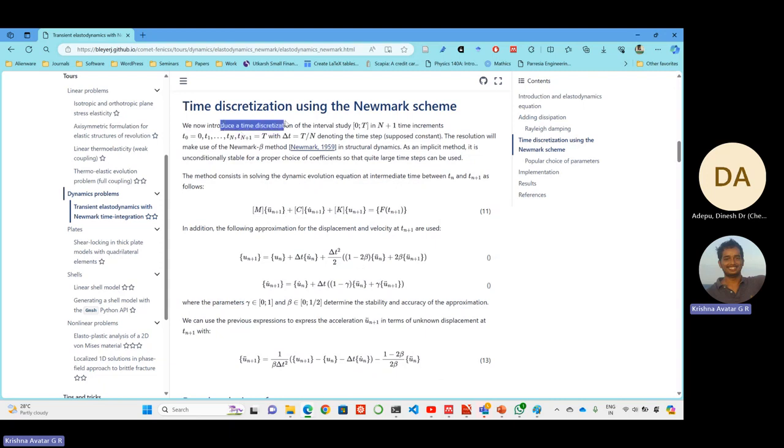So what we do is we introduce a time discretization of the interval 0 to T into n plus 1 time points, with delta t equal to T by n denoting the time step. The resolution will make use of the Newmark beta method in structural mechanics. As an implicit method, it's unconditionally stable for a proper choice of coefficients, so that quite large time steps can be used. And that is the thing with implicit methods, right? They generally tend to be unconditionally stable. So we want to use those ideas.